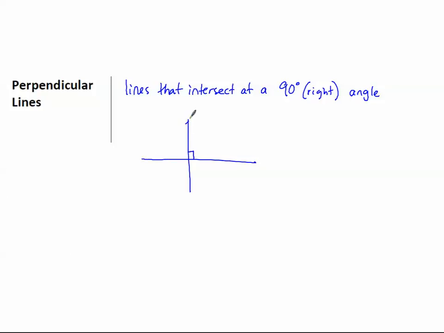Perpendicular lines. Lines that intersect at a 90-degree or a right angle. Draw yourself a picture of perpendicular lines. Make the right angle, arrows to show they go on forever.